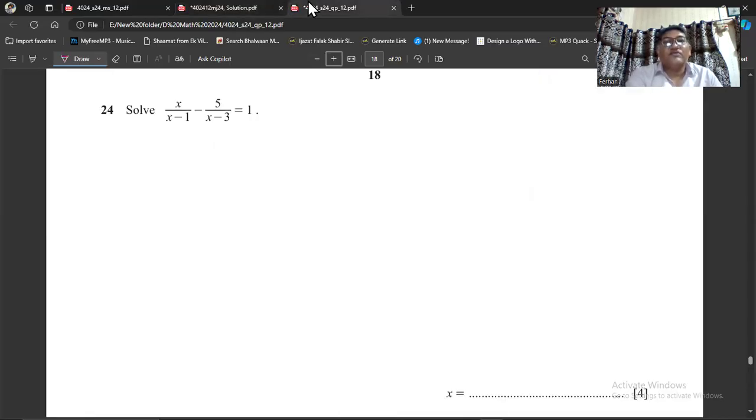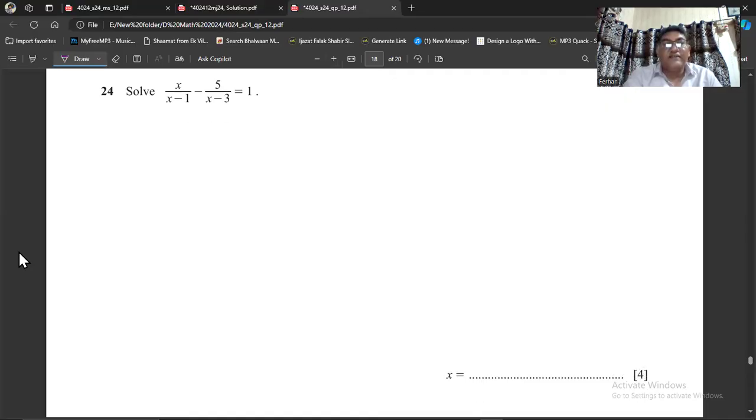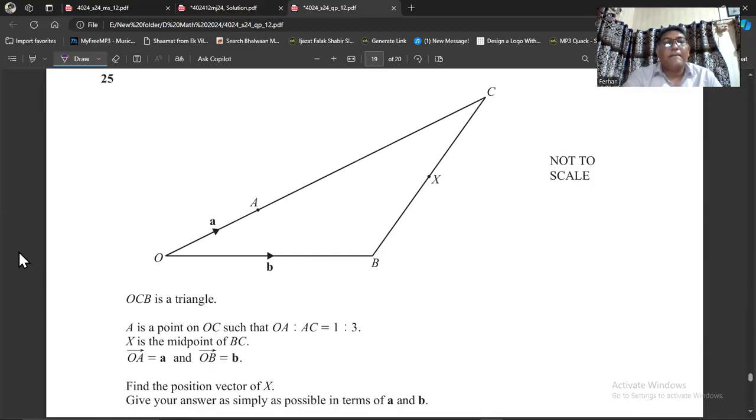Okay, so the next question we have is question number 25. Here he says OCB is a triangle. A is a point on OC such that the ratio OA to AC is 1:3. So in the ratio, if OA is 1, then AC will be 3, and this whole thing will be 4 in terms of ratio. X is the midpoint. So if this is 1, in the ratio this is also 1.